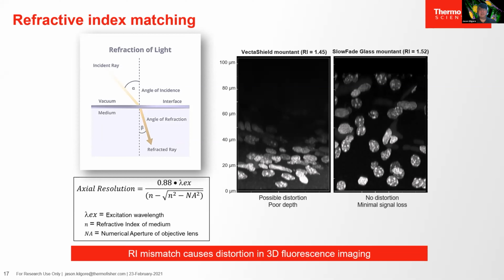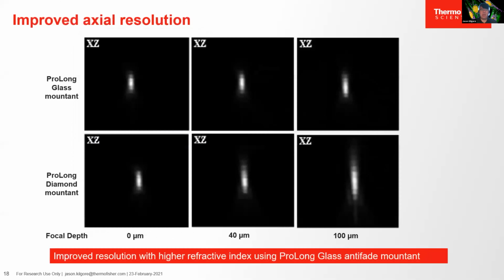So on the right here, you can see an example of VectaShield on the left, where you're able to image about 30 microns deep before you start losing the morphology of the nuclei and the intensity. Whereas with SlowFade Glass at just 0.07 difference, now you can image as deep as 80, 90, even 100 microns with a standard wide field microscope. And that's important. So now you don't have to go to 2-photon imaging or confocal potentially to get that deep, or light sheet microscopy. Now you can use your standard wide field microscope.